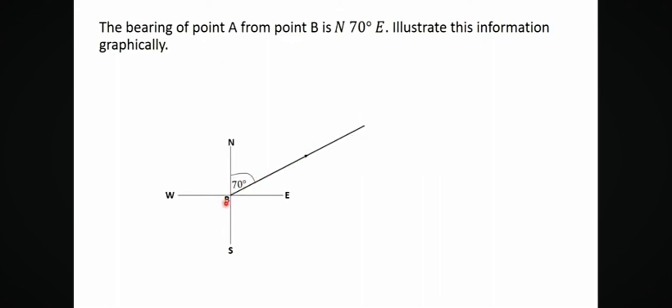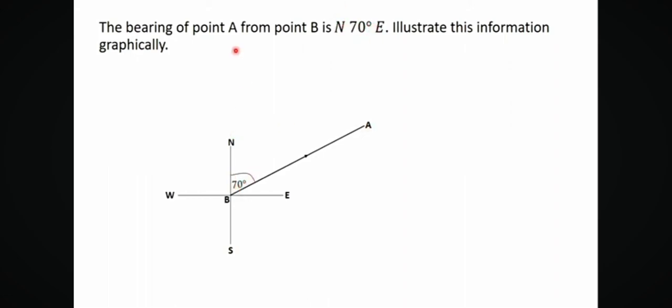This is our starting point, point B. Our ending point is point A, because the question told us to represent the bearing of point A from point B on the diagram. So our starting point is point B and our ending point is point A. The bearing is north 70 degrees east.